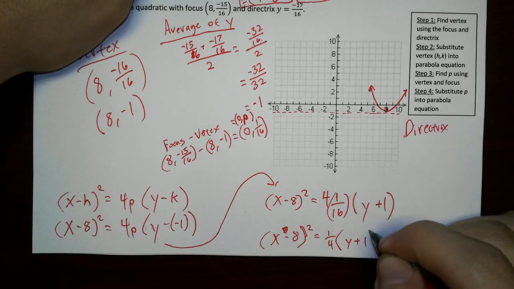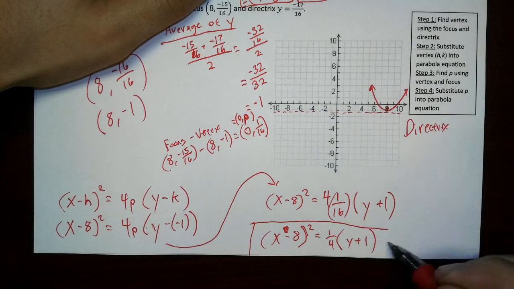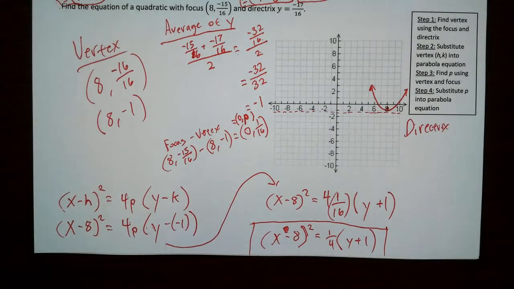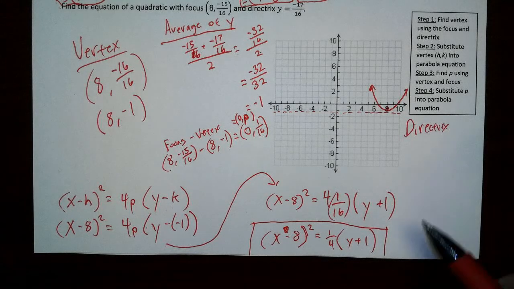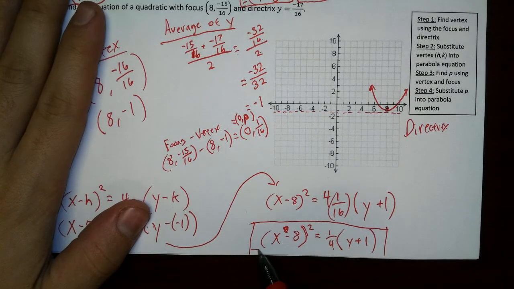Y plus 1. Why? I don't know. Okay, that was really bad. But yeah, so that's our equation right there, right? We found p, we substituted it back in, and we got our equation.